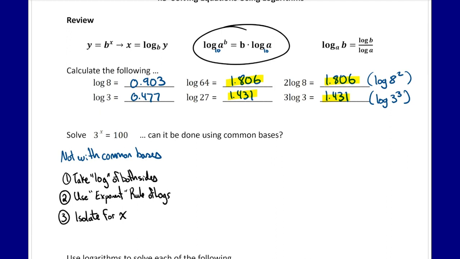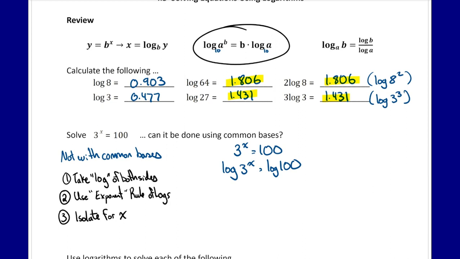So let's go through that with this equation. We're going to start with 3 to the power of x is equal to 100. Again, I can't solve this using common bases, so I'm going to use logarithms. First, I'm going to take the log of both sides, so log of 3 to the power of x. And again, it's implied that every log that we take here is going to be base 10. That is going to equal log of 100. I haven't changed my equation because I've done the same thing to both sides. Even though it looks different, technically I haven't changed the equation.